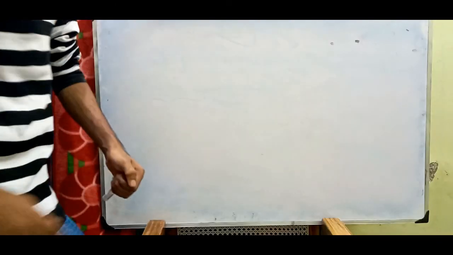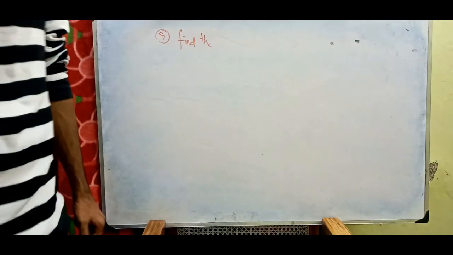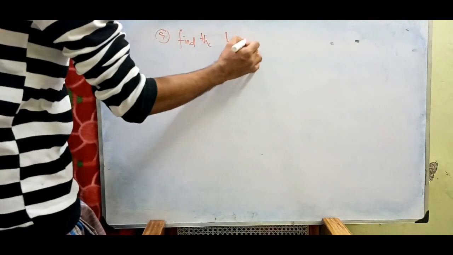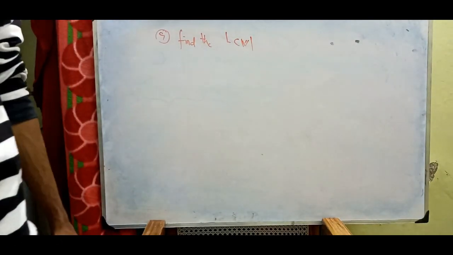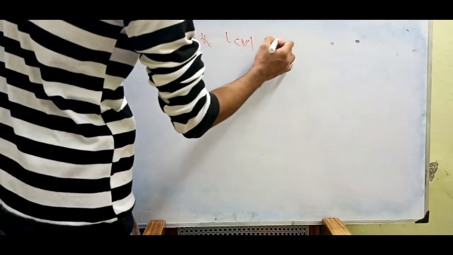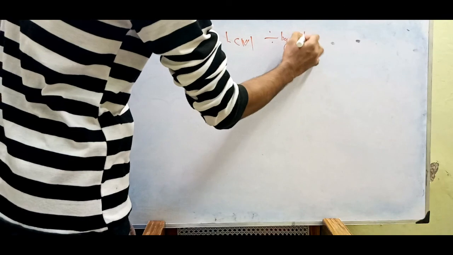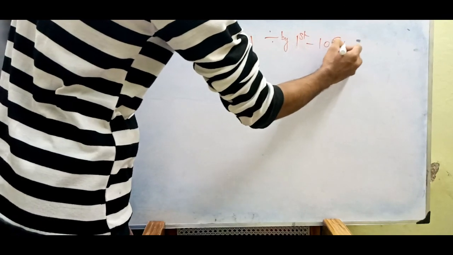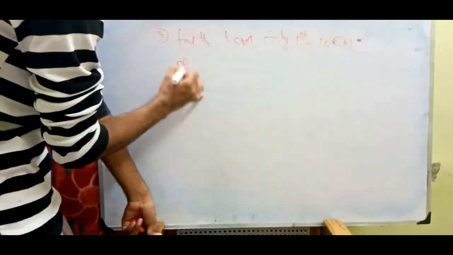Okay, let us go for the last question. And your last question is the 9th one. Find the least number, that means he is asking LCM, that is divisible by the first 10 natural numbers. Okay, so that is divisible by the first 10 natural numbers. Right, let us have this LCM.